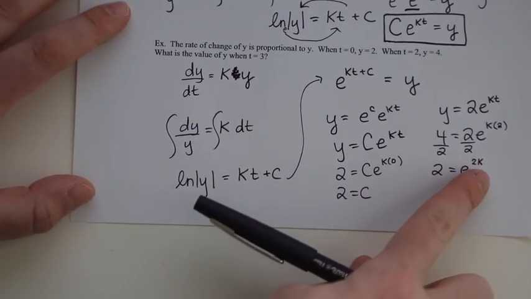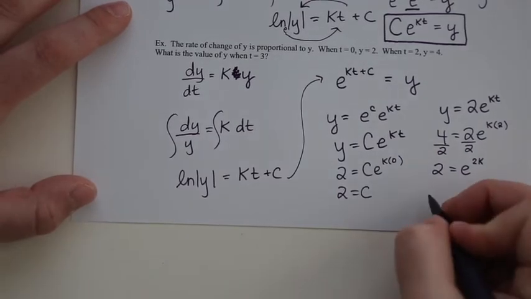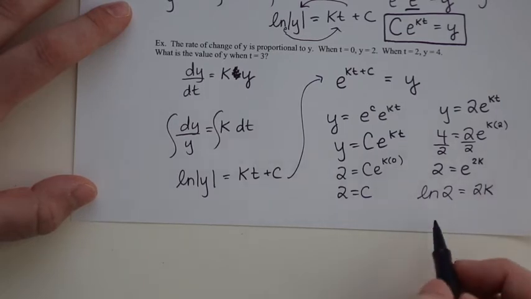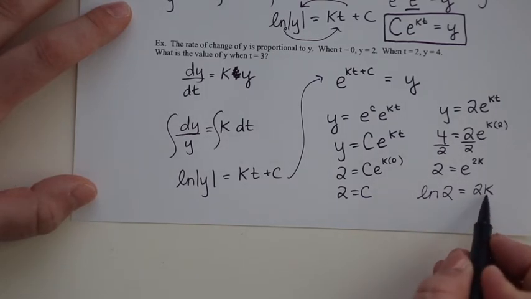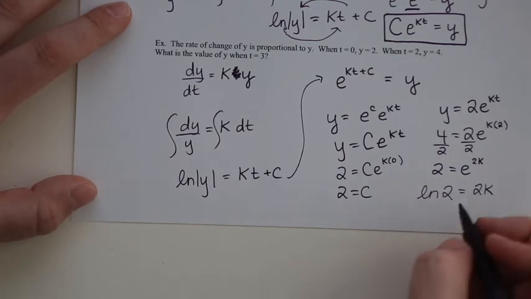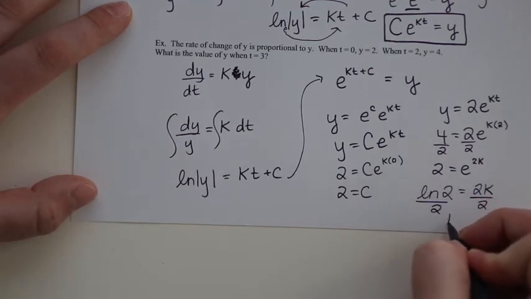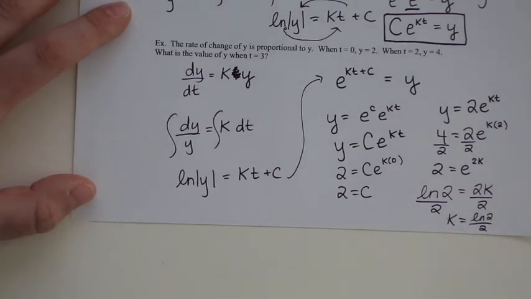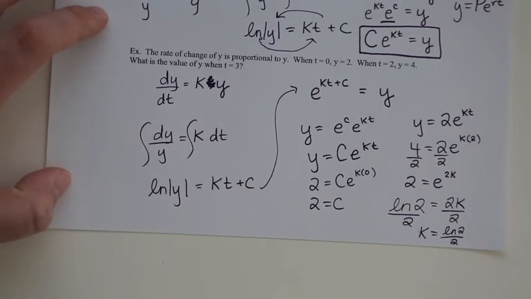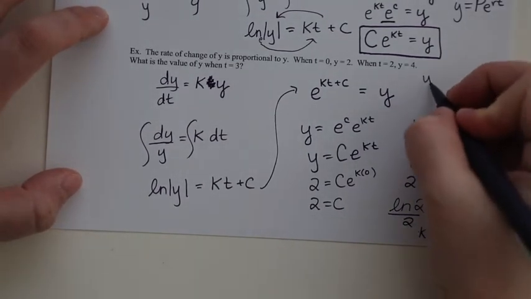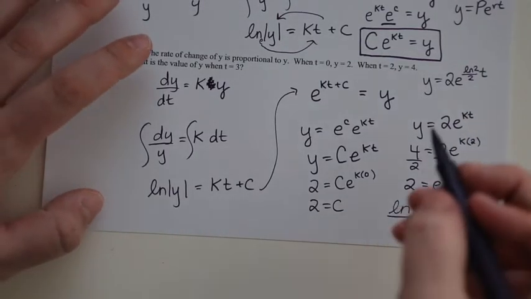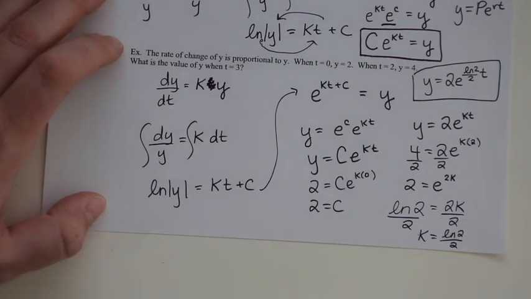And now that I have a variable stuck here, I'm going to rewrite this in terms of ln. So this is ln of 2 equals 2k. Again, I'm saying e to the 2k equals 2, so I'm just rewriting it and dividing both sides by 2. You get k equals ln of 2 divided by 2. Now I have a specific equation, and I can say that my equation is y equals 2e to the ln of 2 over 2 times t. This specific solution will allow me to plug in any other point.